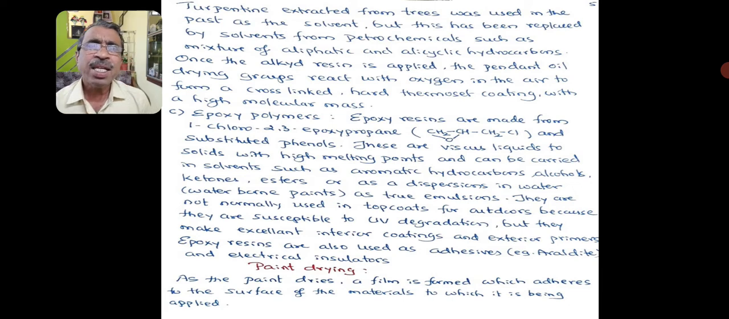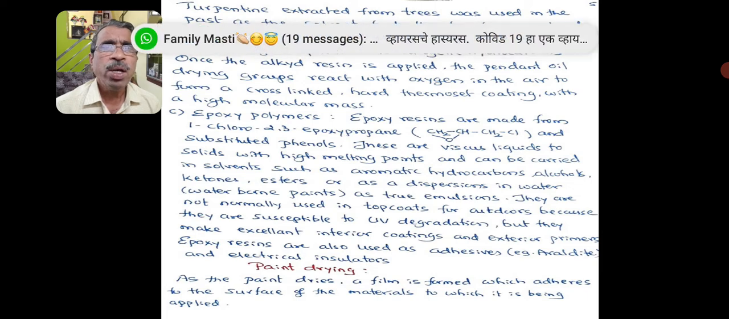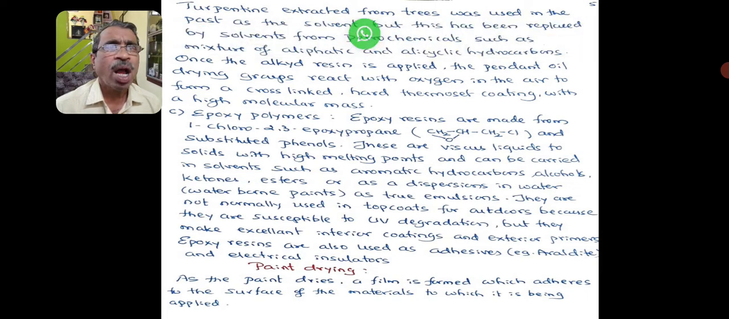The third category is the epoxy polymers. Epoxy resins are made from 1-chloro-2,3-epoxypropane and substituted phenols. These are viscous liquids or solids with a high melting point, and can be carried in solvents such as aromatic hydrocarbons, alcohols, ketones, esters, or as a dispersion in water as a true emulsion.